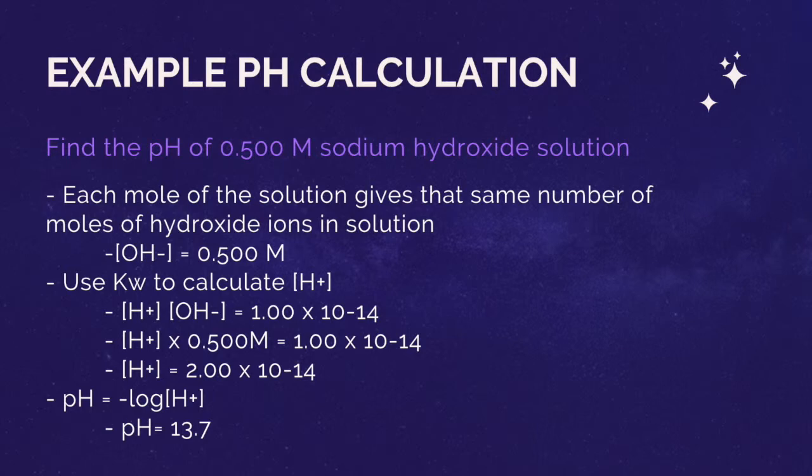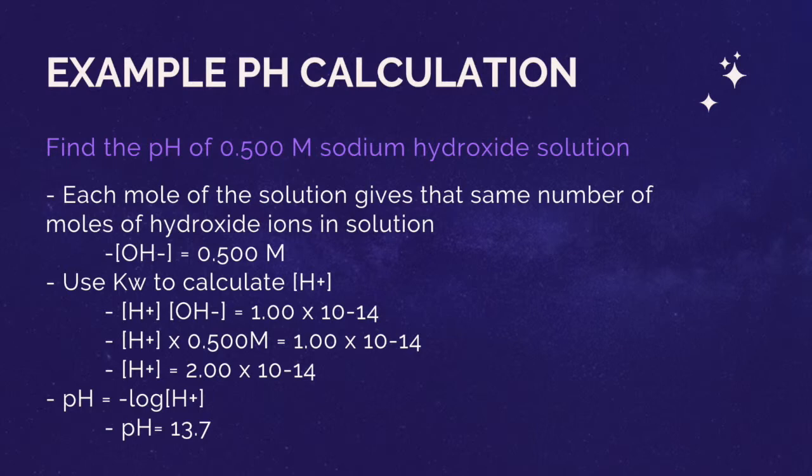Because sodium hydroxide is a strong base, it is completely ionic and fully dissociates, so each mole of it gives that same number of moles of hydroxide ions in the solution. Therefore, as you can see, the hydroxide ion concentration is 0.5 molarity. You would have to be careful here, because if you had a base like calcium hydroxide, or Ca(OH)2, each mole of calcium hydroxide would produce twice as many hydroxide ions in solution.